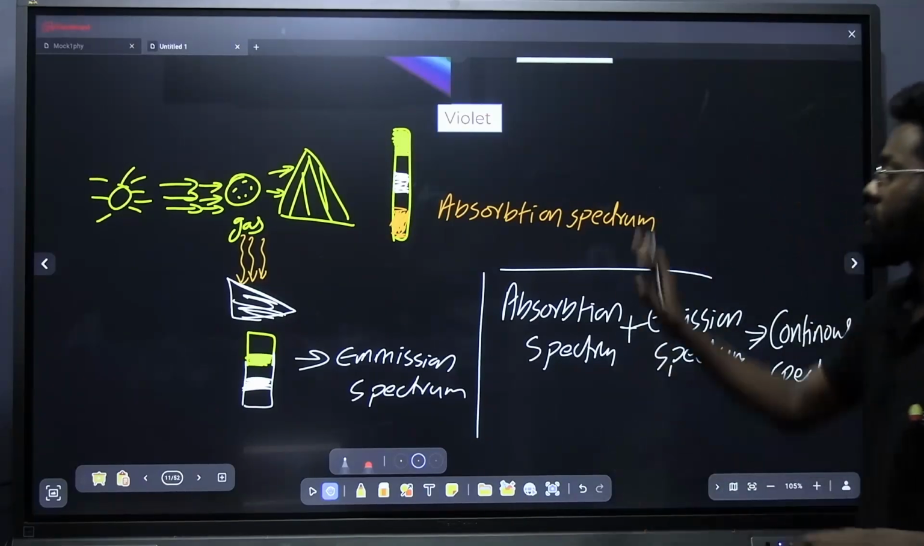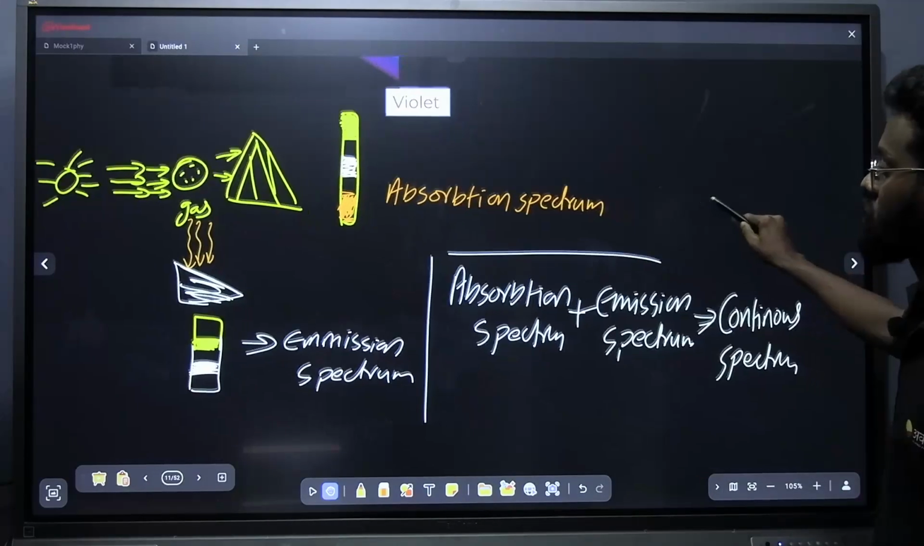Okay, so have you understood this one? Is it clear? Absorption spectrum and emission spectrum?